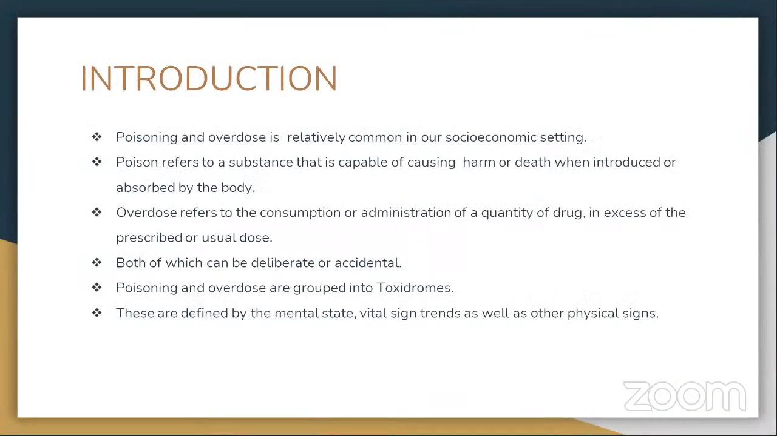Okay. So just an introduction. Poisoning and overdose is a relatively common occurrence in our socio-economic setting. Poison refers to a substance that is capable of causing harm or death when introduced or absorbed by the body. And overdose refers to the consumption or administration of a drug in excess of the prescribed dose. Both of which can be deliberate or accidental. We can group poisoning and overdoses into toxidromes, which is usually defined by the mental state, vital sign trends, as well as other physical signs.